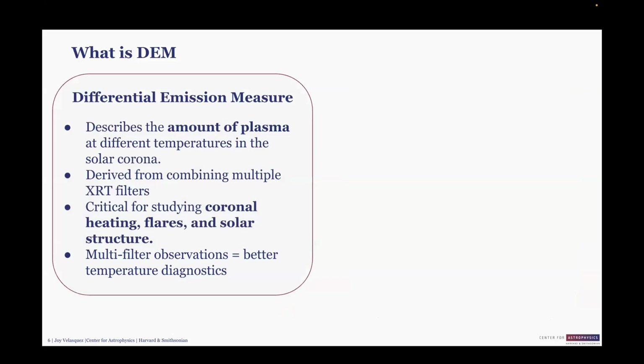So you've been hearing me say DEMs. What is that? Well, DEM stands for differential emission measure. It tells you how much plasma is present at each temperature in the sun's corona along your line of sight. Each XRT filter, the ones I highlighted at the beginning of this presentation, has a unique temperature response, and by combining these, you can reconstruct the temperature distribution of plasma. So DEMs are crucial for understanding coronal heating processes, flares, and coronal structures. Multi-filter data gives you stronger diagnostics. The more filters you have in your observations, the better your differential emission measure is.